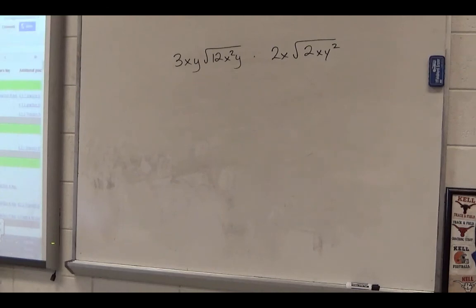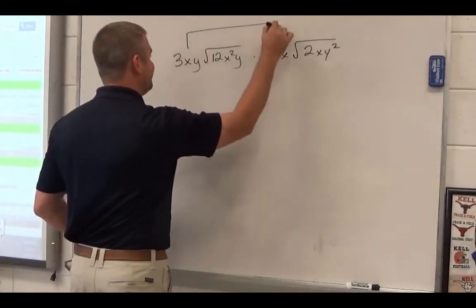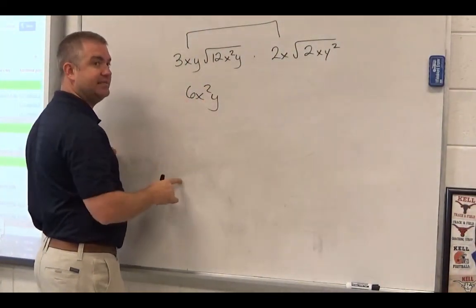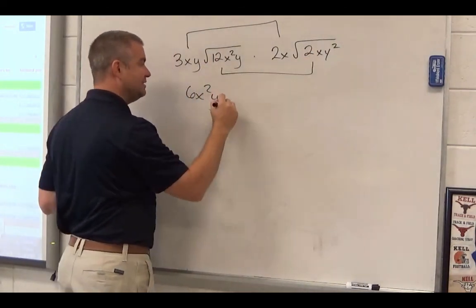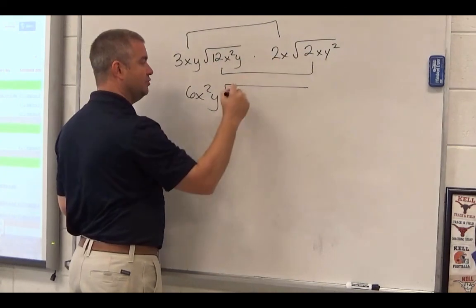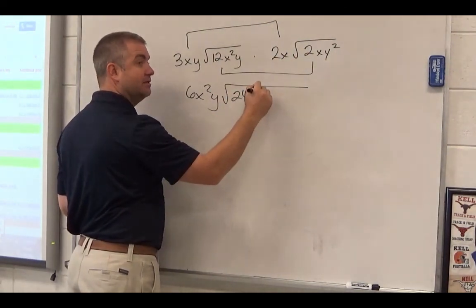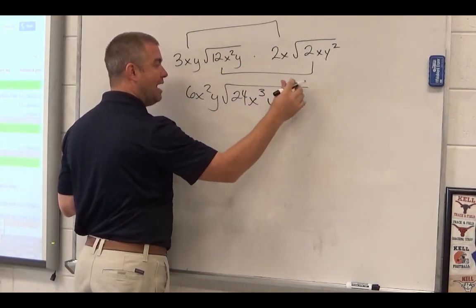All right, here we go. I'll work it out. Multiply the outside. 3xy times 2x is 6x squared y. Is that right? Multiply the insides. The square root of 12 times 2 is 24. X squared times x is x cubed. Y times y squared is y cubed.